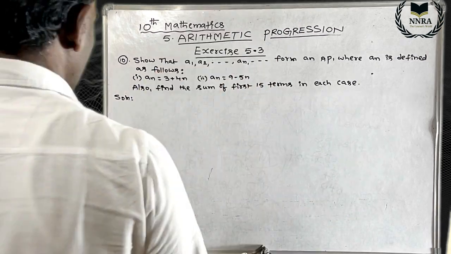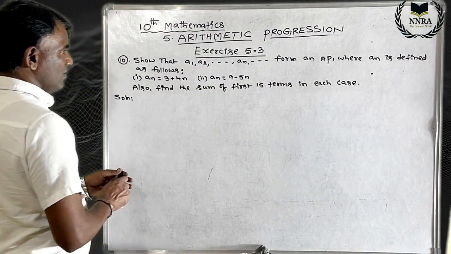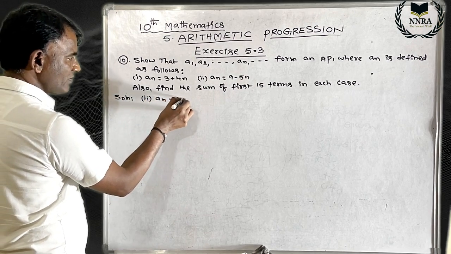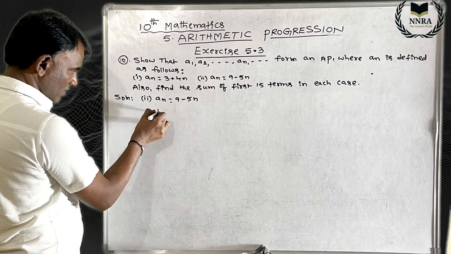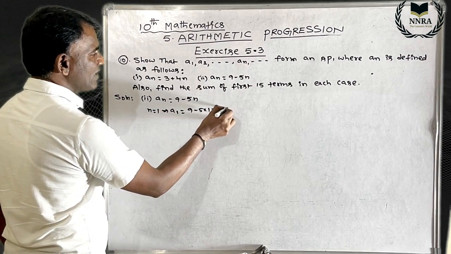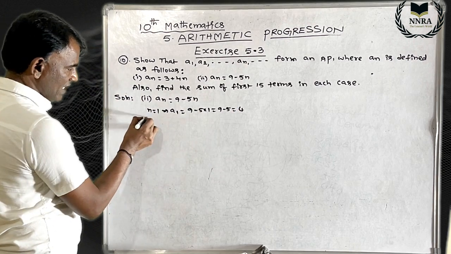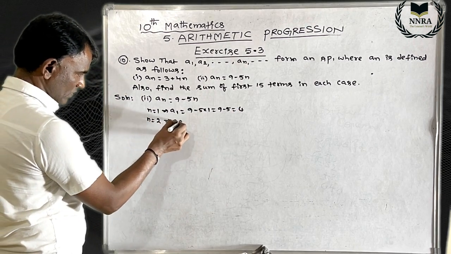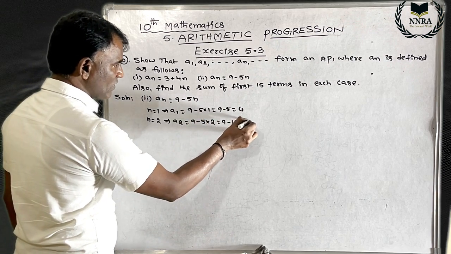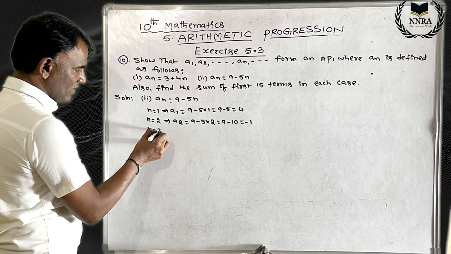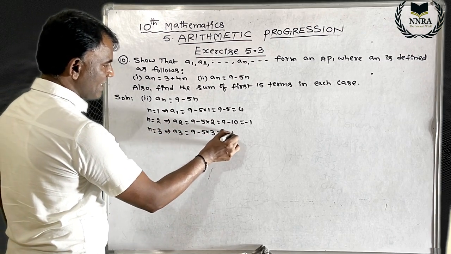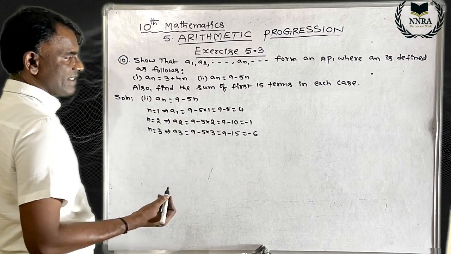This is the second sub question in the 10th main. What is the value of an here? 9 minus 5n. n equal to 1, a1 equal to 9 minus 5 into 1, that is 9 minus 5 equal to 4. n equal to 2, we get a2, right? 9 minus 5 into 2, so 9 minus 10 equal to minus 1. n equal to 3, so a3 equal to 9 minus 5 into 3, that is 9 minus 15, that can be written as minus 6, right?